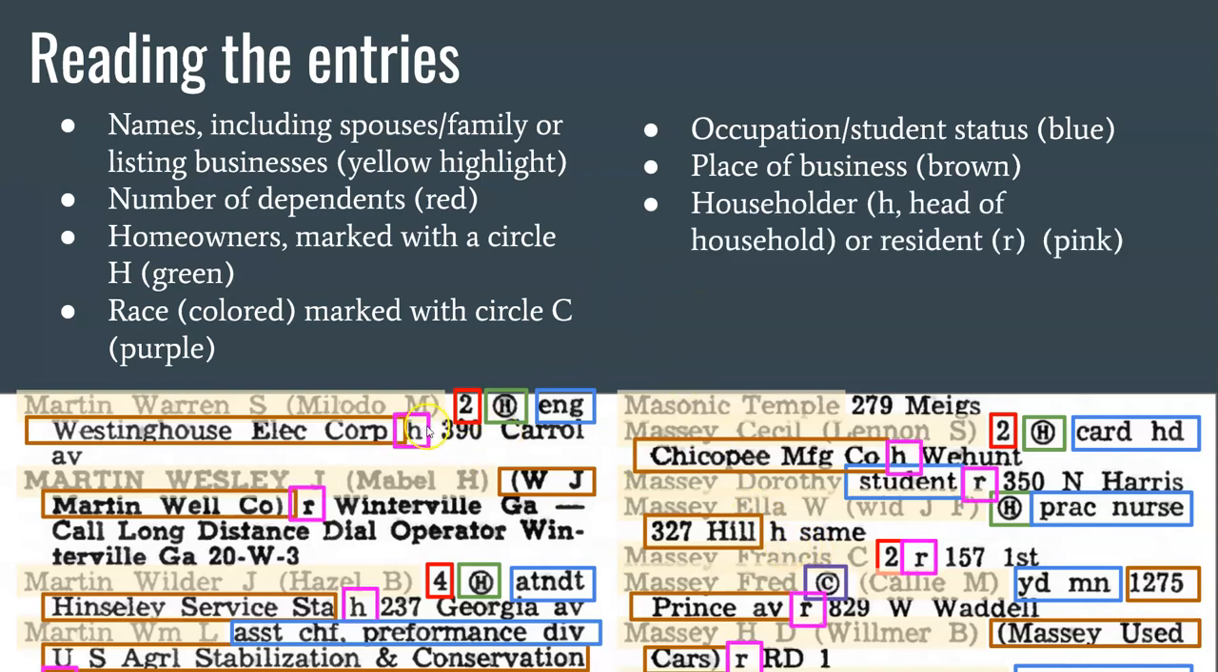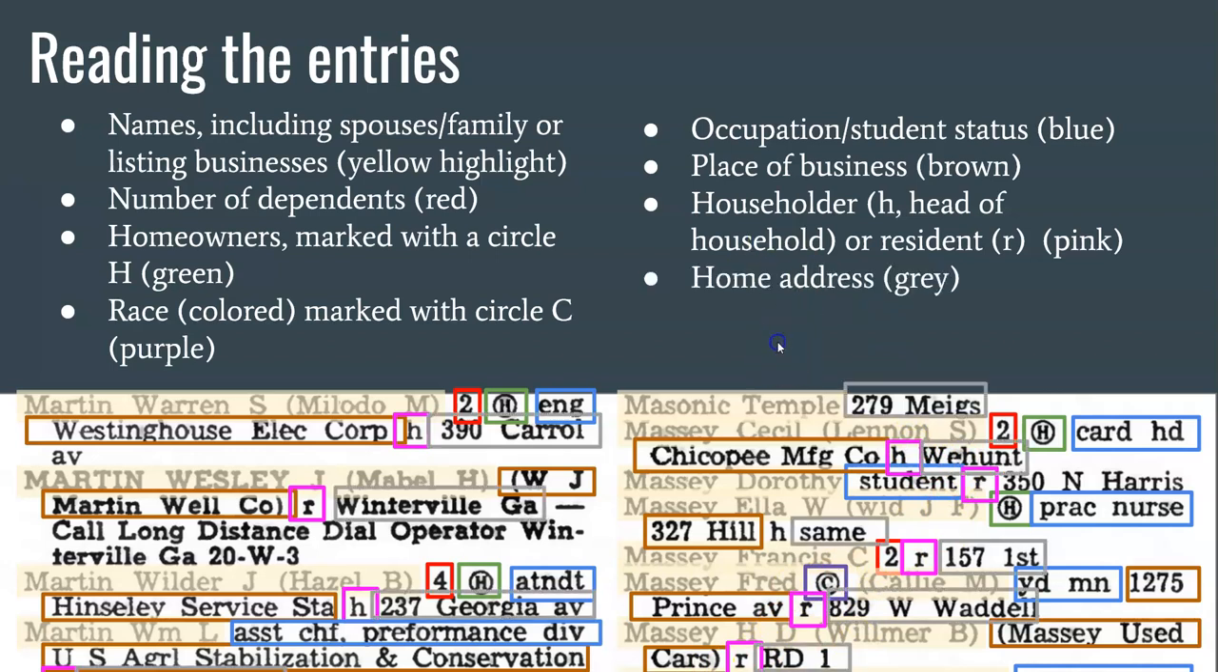Householder versus renter, and householder basically means head of household. It was the primary person in that household, and so that's marked with a little H here. And R doesn't mean renter, it means resident. So that's a person who lived in that house but was not necessarily the head of household in that case. We're marking this down for now, but that's a householder versus resident.